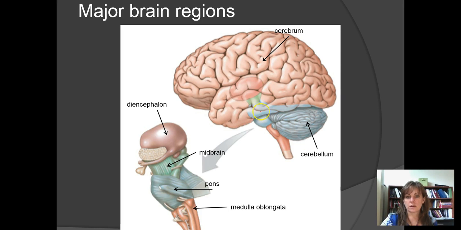Now note on this image you can see part of the pons, you can see part of the medulla oblongata from just the outside, but the midbrain and the diencephalon are going to be buried up inside cerebrum, so cerebrum is going to be surrounding them.